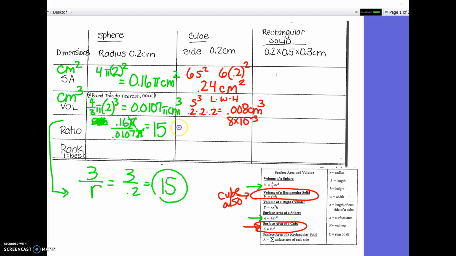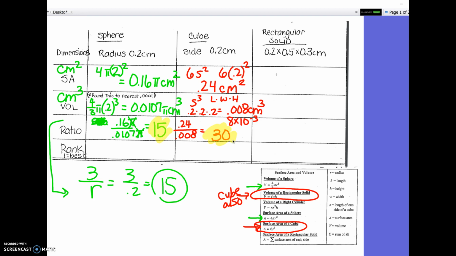Now we're going to divide this out, so 0.24 over 0.008, and our ratio is 30, or basically 30 to 1. So here's our first ratio was 15. Our second ratio was 30. So far, our cube is definitely going to be better. It's going to have a better ratio than our sphere.